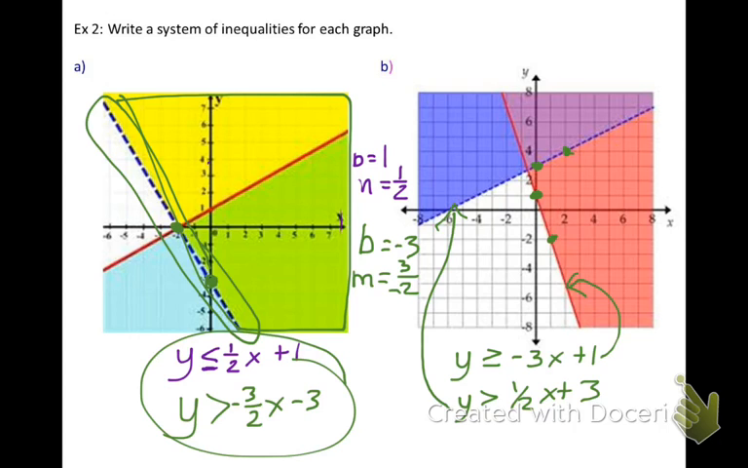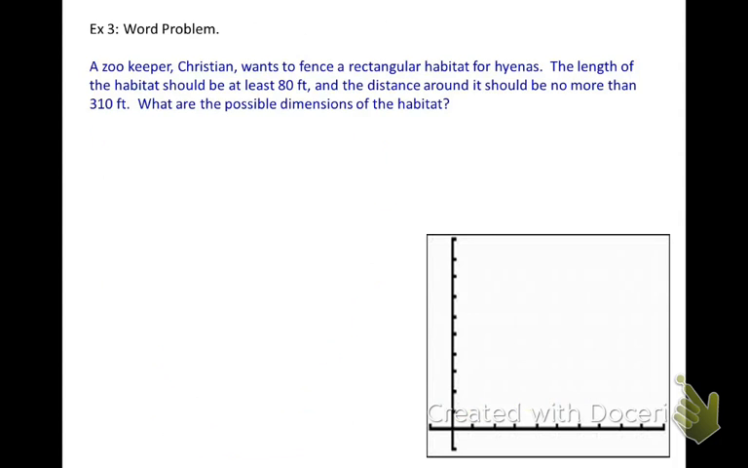Alright, let's try the next part. A zookeeper, Christian, wants to fence a rectangular habitat for hyenas. The length of the habitat should be 80 feet, and the distance around it should be no more than 300 feet. What are the possible dimensions of the habitat?